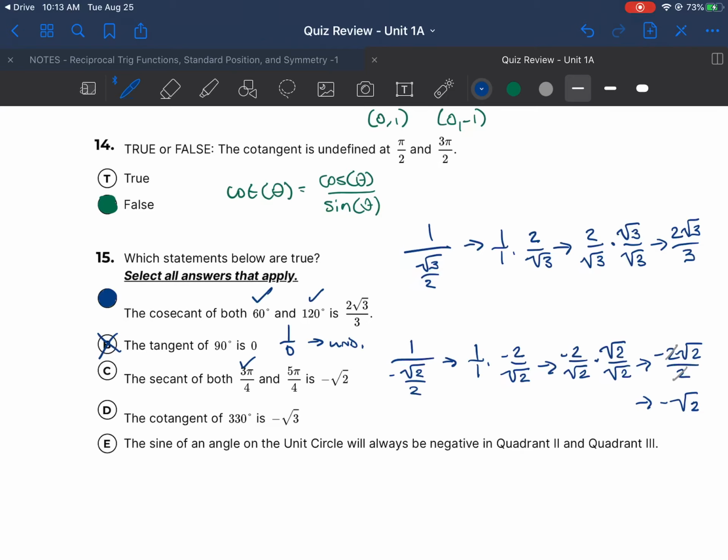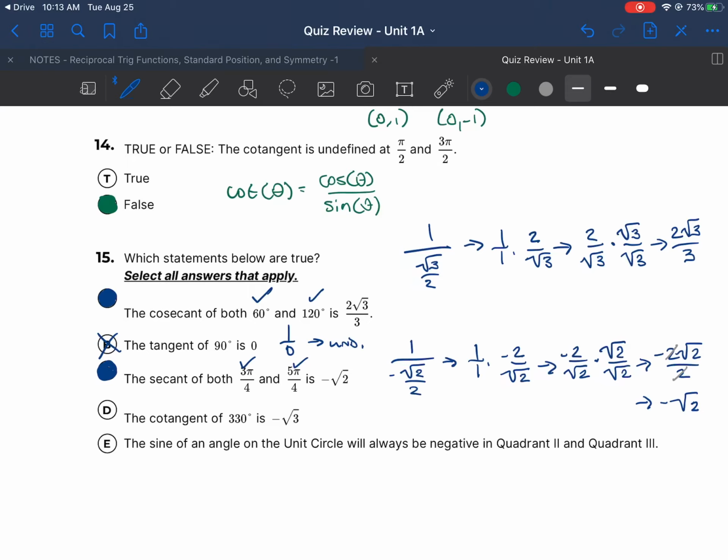Now let's look at 5 pi over 4. So 5 pi over 4 has a cosine value of negative square root of 2 over 2. So the exact same math is going to apply. We're going to get the exact same secant value since we do 1 over negative square root of 2 over 2. So C would be true as well. And again, that's because both 3 pi over 4 and 5 pi over 4 both have the same cosine value, which means they're both going to have the same secant value.